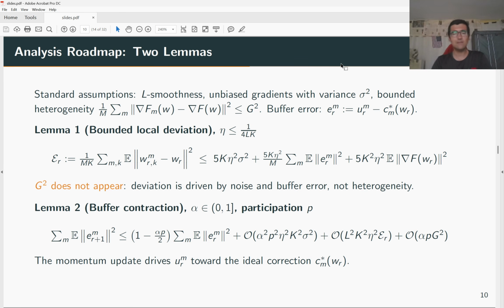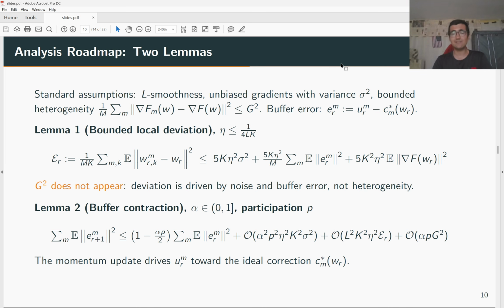The first lemma bounds how far local iterates wander from the round start model. In vanilla local stochastic gradient descent, that deviation is governed by the heterogeneity g squared.